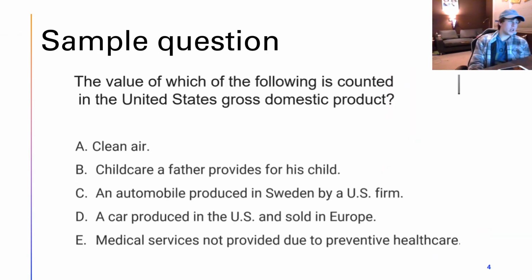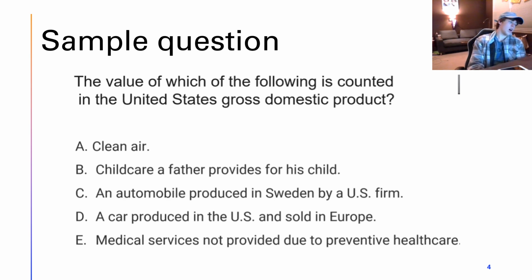Okay, so here's a sample question. If you want to go ahead and pause your video to try to figure it out, go ahead. The question is, the value of which of the following is counted in the United States gross domestic product? Clean air. Clean air is not going to be counted because it is not a product that is bought or sold.